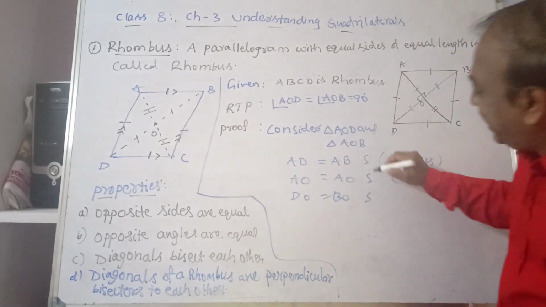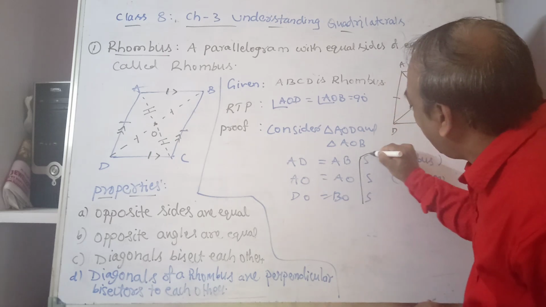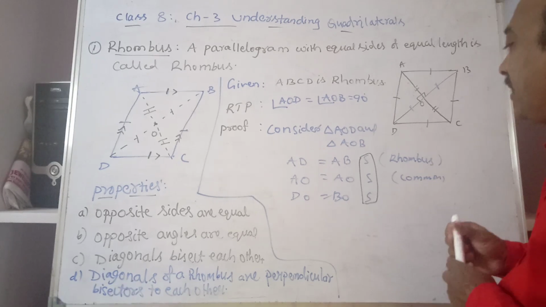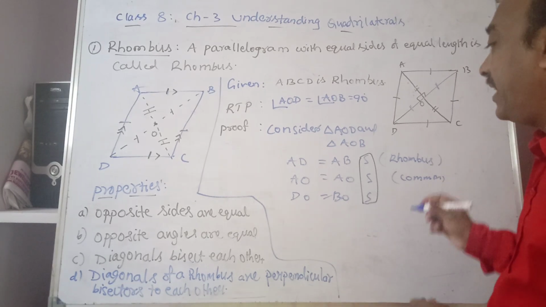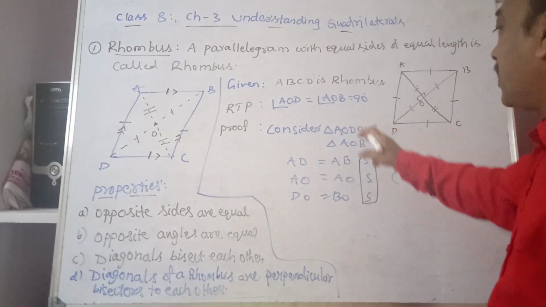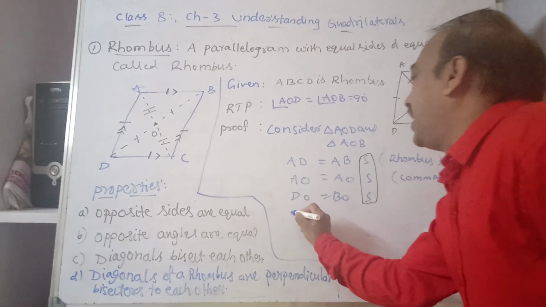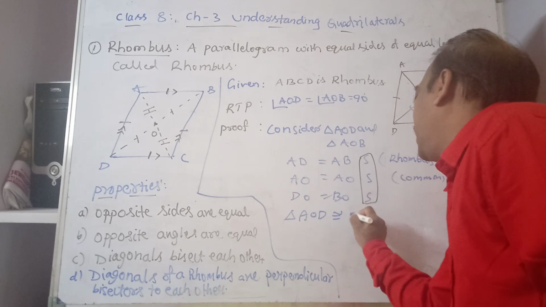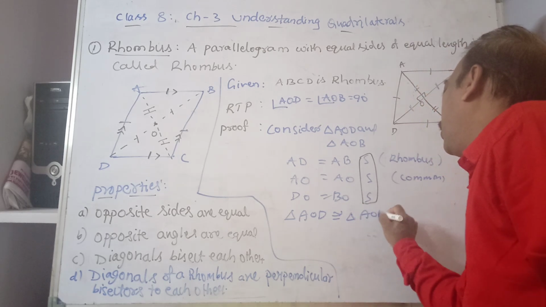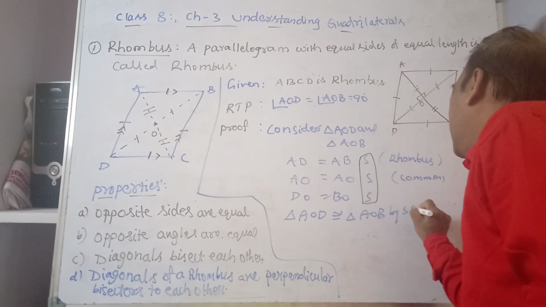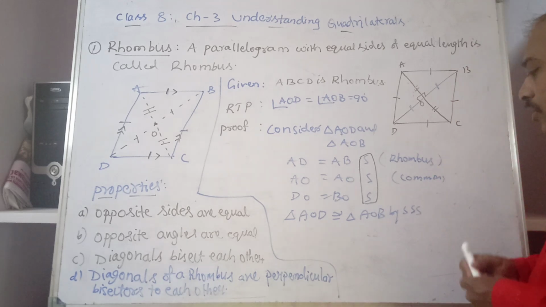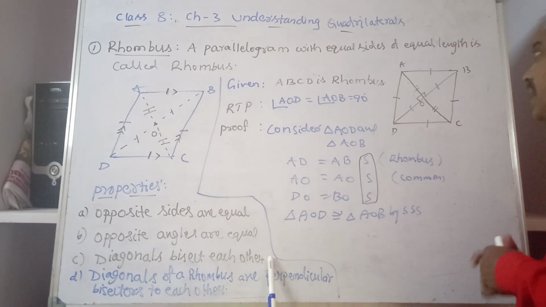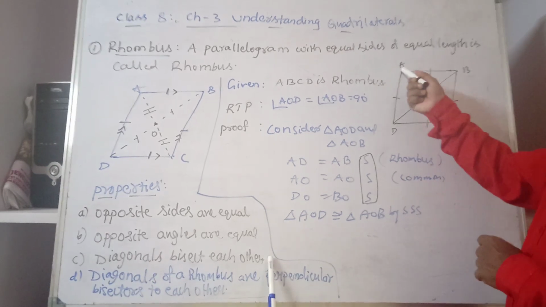Now you see here, by SSS criteria, all three sides are correspondingly equal. So triangle AOD is congruent to triangle AOB by SSS criteria. Once the triangles are congruent, their corresponding parts are equal. Which are the corresponding parts?